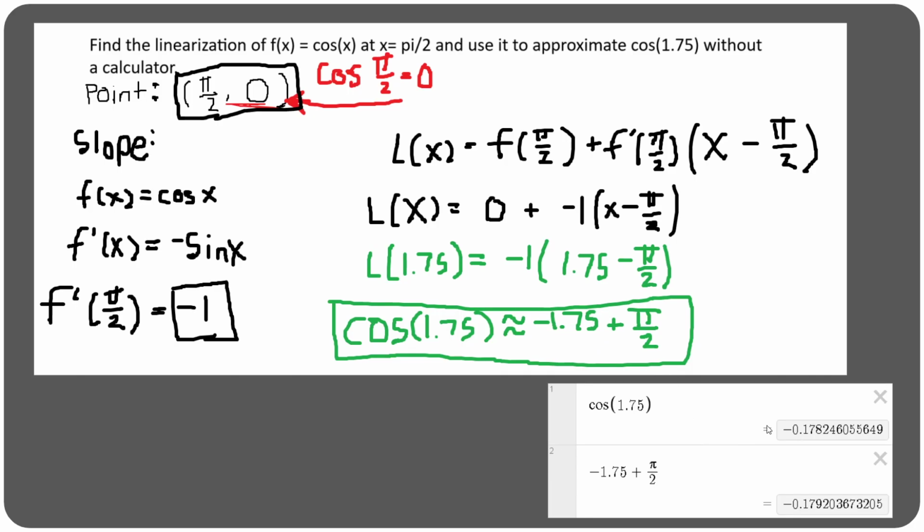And then here it is in Desmos showing how close these answers are. With this linear approximation alone, you can get a value of cosine of 1.75 that is within a thousandth of the actual value, which is really close. That's a really good approximation.